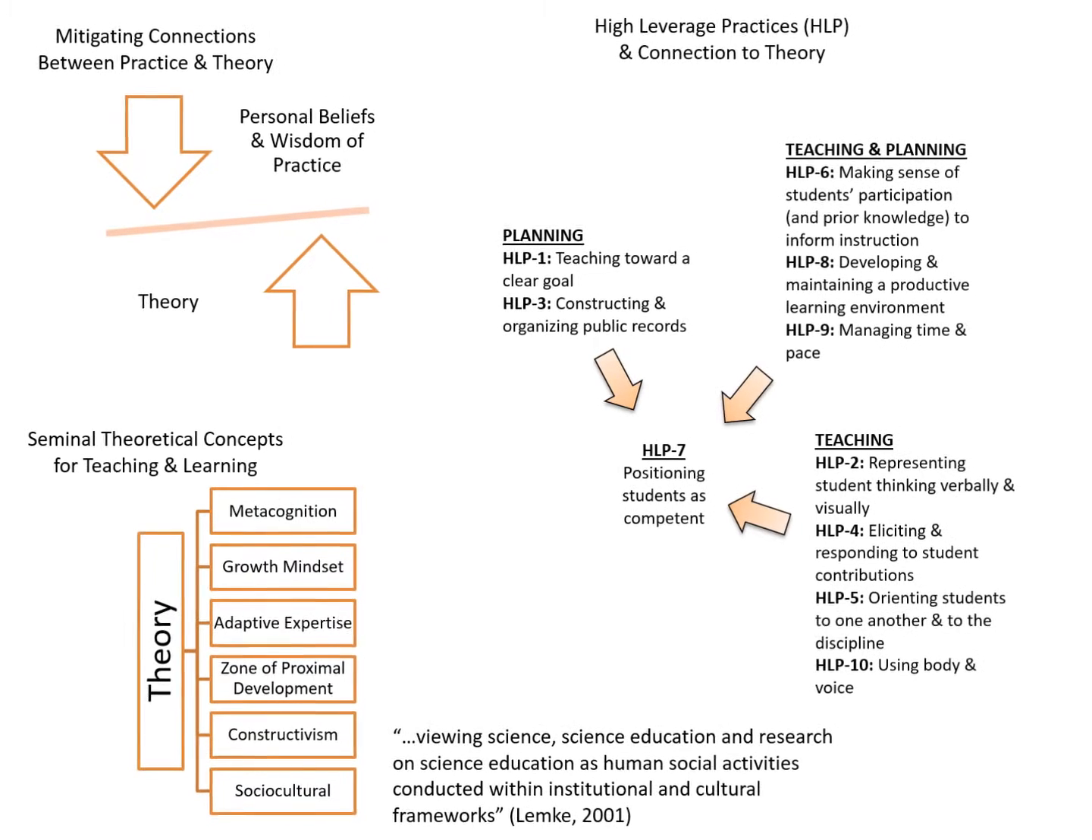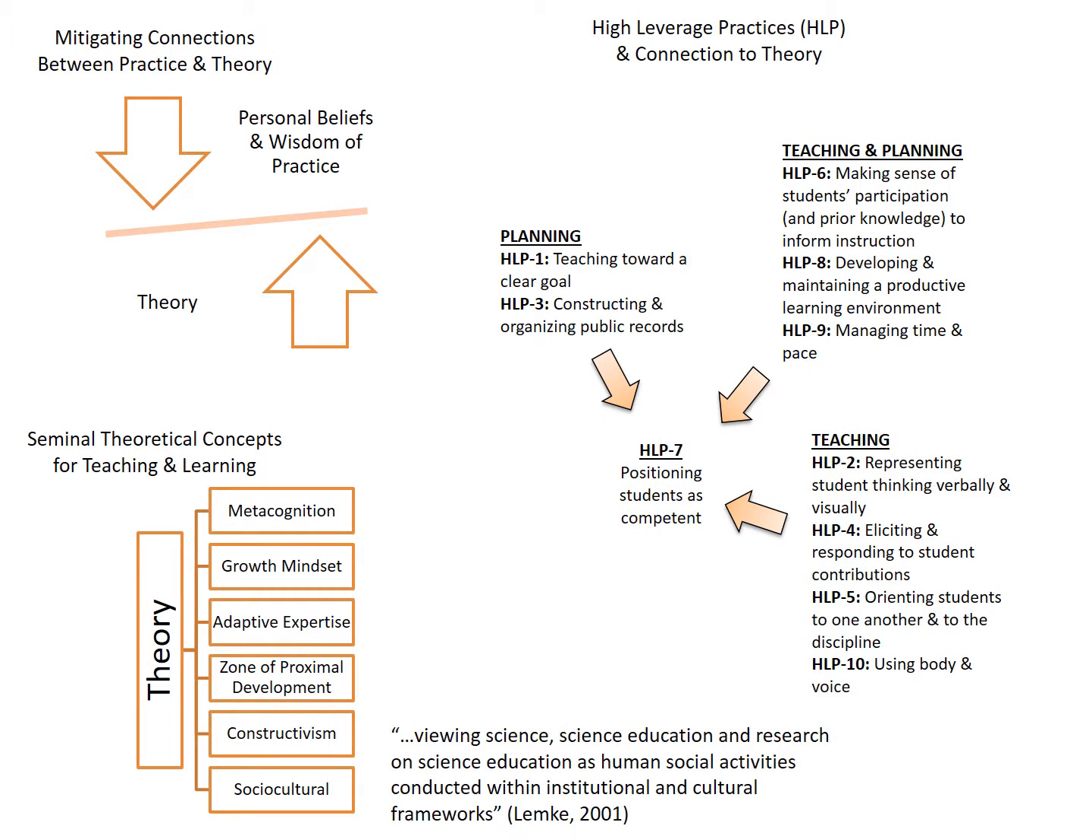And moving into another slide, nice and slow, we added the additional ideas around social cultural theories of learning, and a paper that I just completed reading by somebody named Lemke, 2001, summarize social cultural theory or ideas as viewing science education, and research on science education as human social activities conducted within institutional and cultural frameworks. And you probably could have read that, but just to give you a chance to view this. So it's a pretty heavy area, but basically what it's saying is highlighted on the next slide.